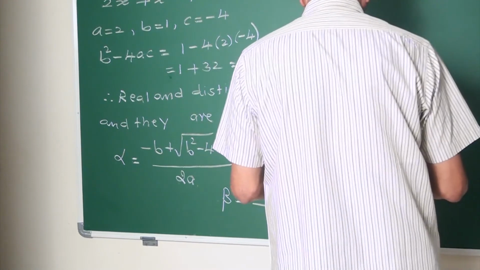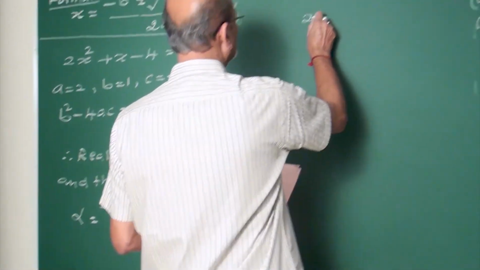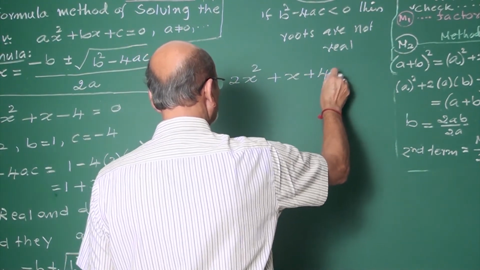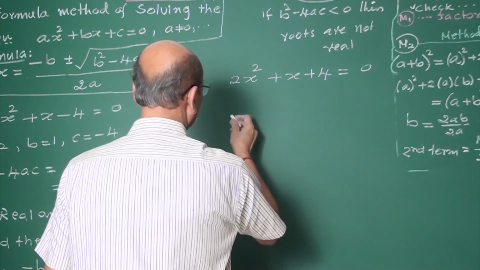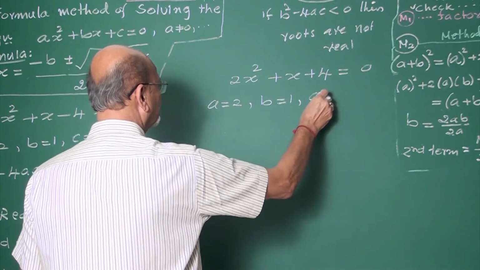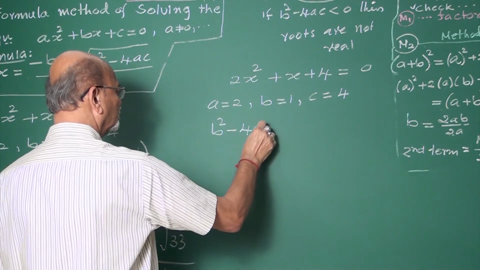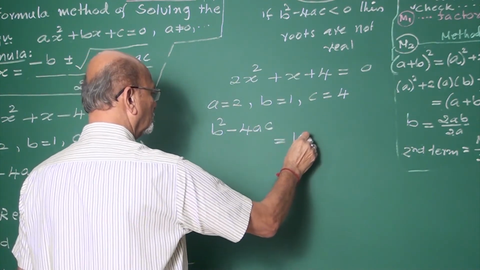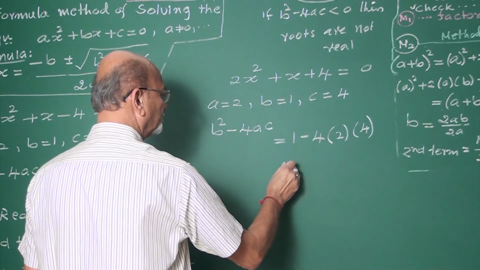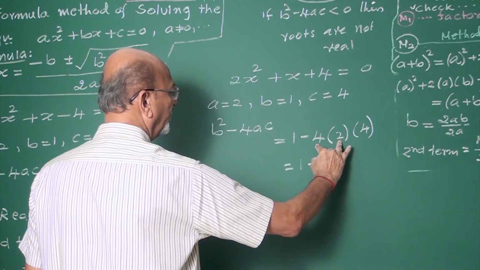See, the next example is 2x square plus x plus 4 equal to 0. Instead of minus, it is plus. Same. A is 2, B is 1. What is C? Plus 4. B square minus 4ac. Tell me, friend, b square minus 4ac. C is 4. What is this? 1 minus 32. 8 into 4 is 32.